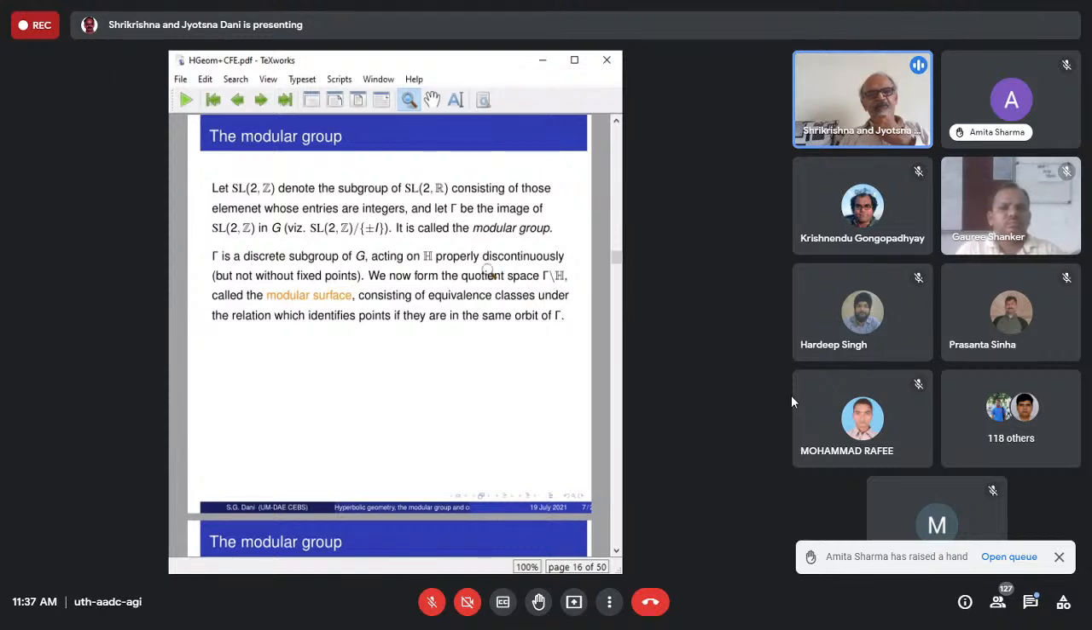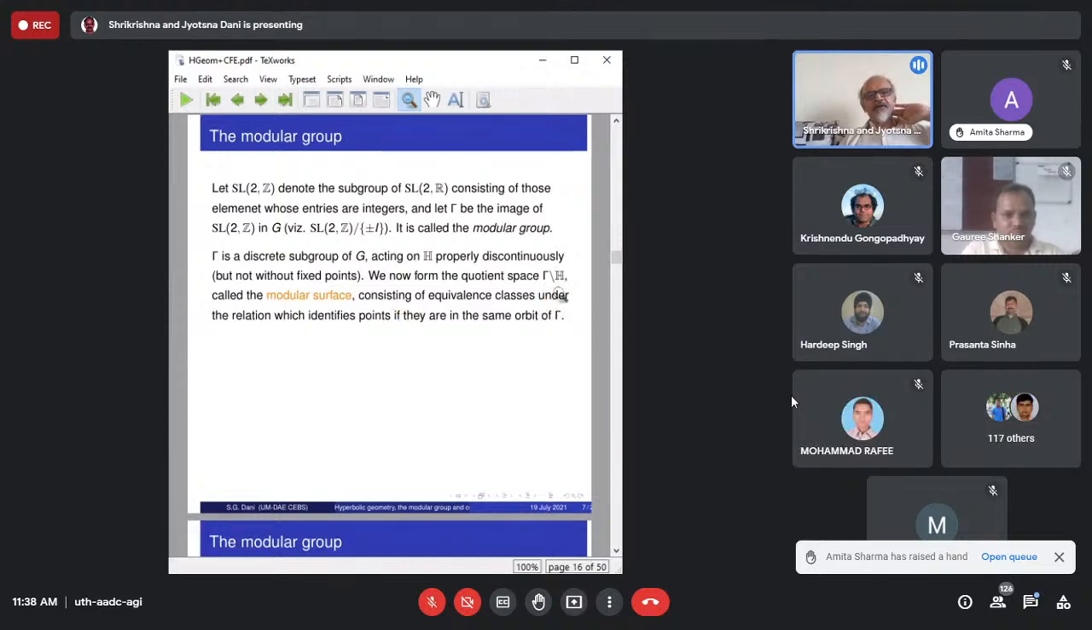I will not spend time on the definition of this, but it means that a convergent sequence of points comes only from a convergent sequence. But it can have fixed points. If you have something which is properly discontinuous and without fixed points, then the whole picture becomes like going from Euclidean space to a torus, so there is a covering map. But the quotient here is not going to be a covering map because there are fixed points involved. Now we form the quotient space H modulo gamma.